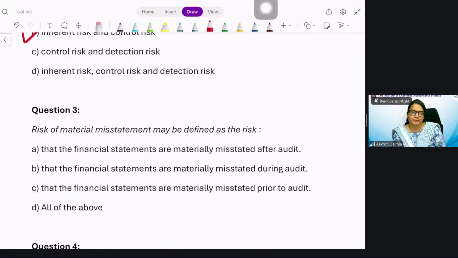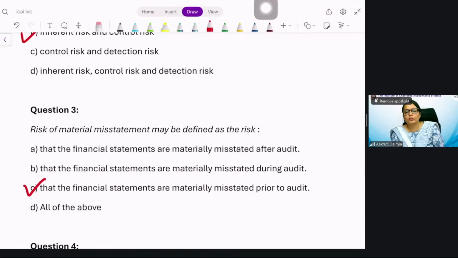A little tricky. Some are saying D, some are saying C. Think for 2 minutes. This is the correct answer. Risk of material misstatement is a risk that exists even before the audit starts. ROMM is a risk that exists even before the audit starts. So C is the correct answer. Next.